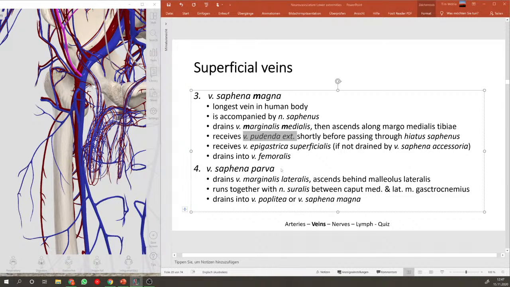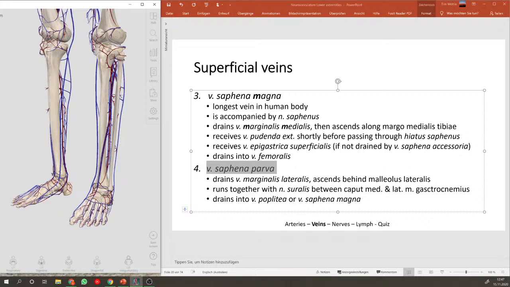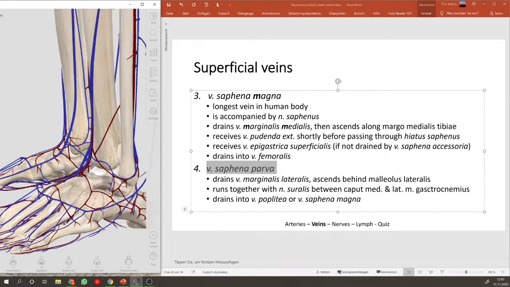Alright, so this is the greater saphenous vein. We also have a lesser saphenous vein, so vena saphena parva. Vena saphena parva again starts on the lateral side as vena marginalis lateralis. So let me show you. So it's this one here. Oh no, where is it? Yeah, that one here.